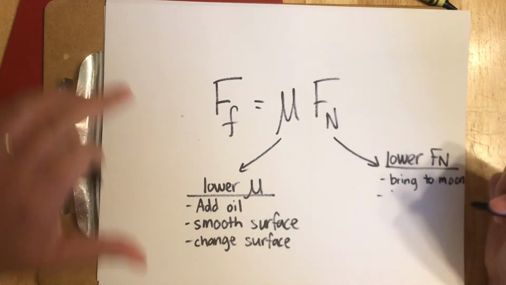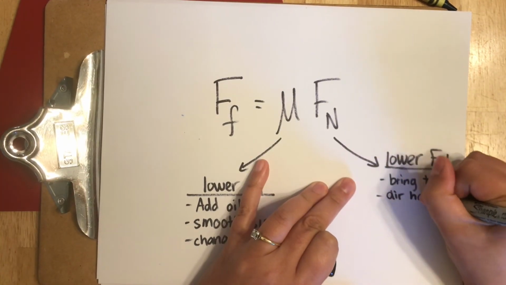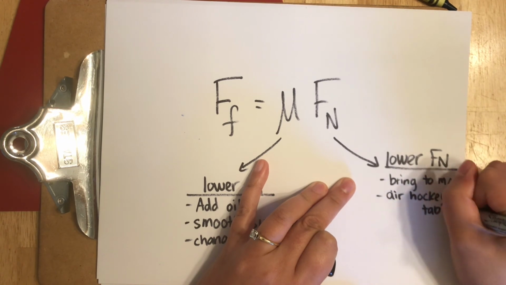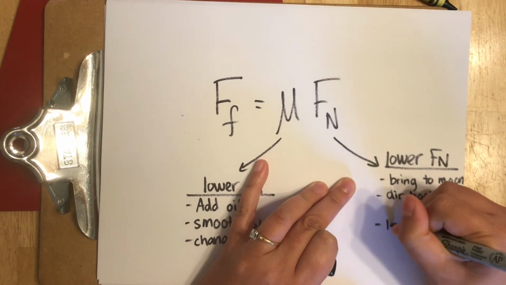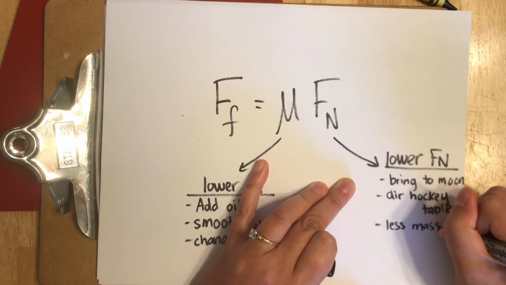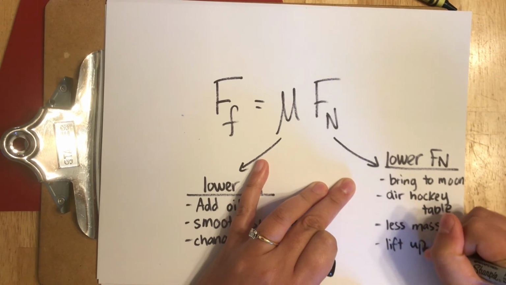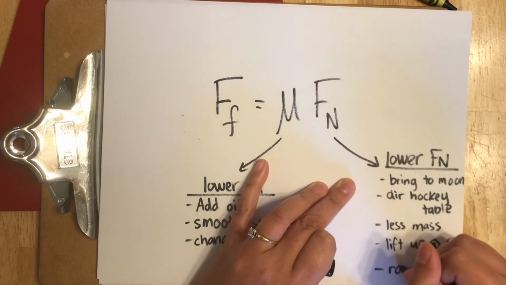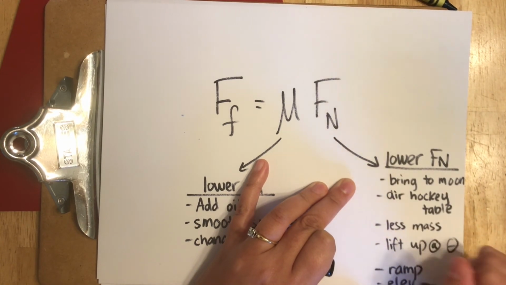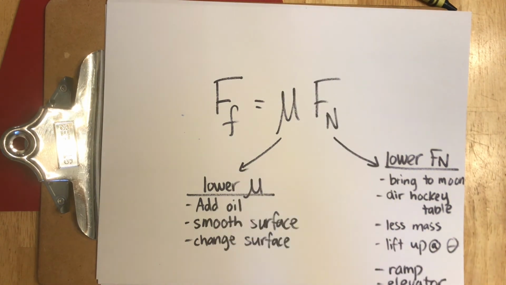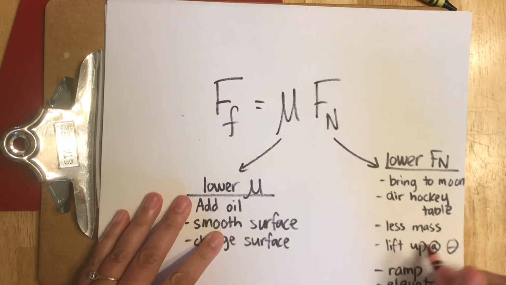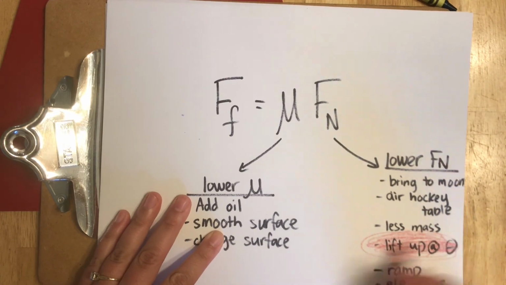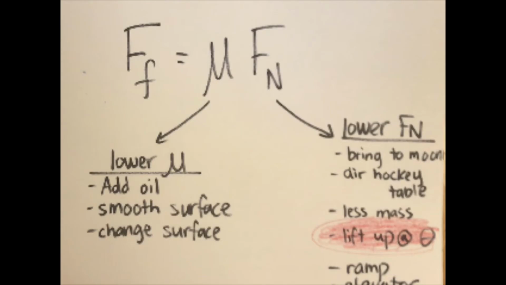I could lower the normal force by bringing it to the moon, right? Less weight, less normal force. I could put it on an air hockey table. If the surfaces don't touch, the normal force goes to 0. We're going to focus on this lift up at an angle, though ramps and elevators would also be able to lower the normal force. If we do this lift up at an angle one, which I'm trying to highlight here in red, we can review two-dimensional forces.